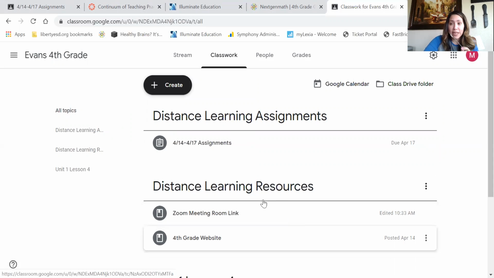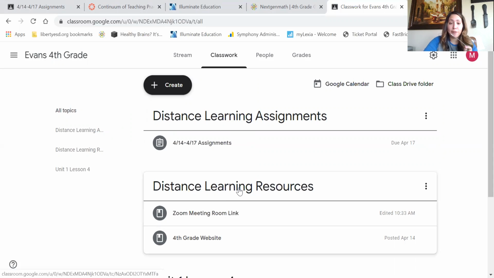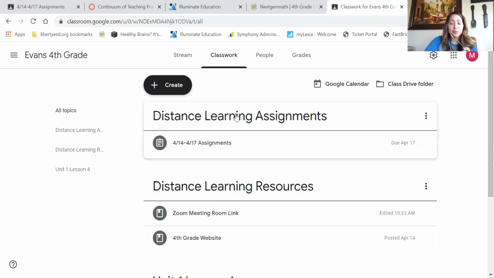Resources are going to be any links that you guys need to access, whether it be Zoom, our 4th grade website. If we have any additional websites I need to tell you guys about, that'll be here. Okay. Distance learning assignments. This is where all of your assignments while we are doing distance learning will all be. So our first one in here is for this week. The dates are 4/14 through 4/17.